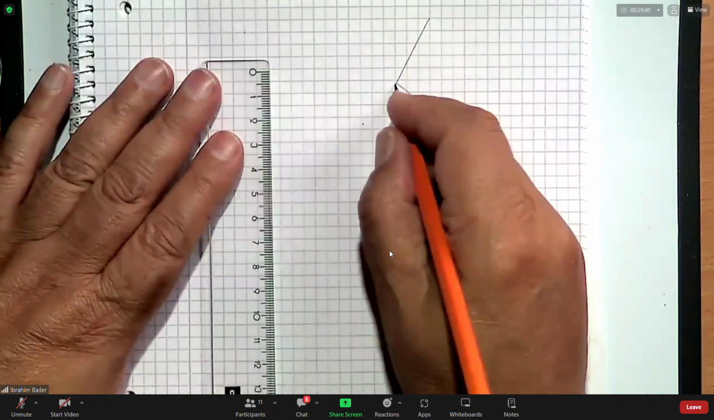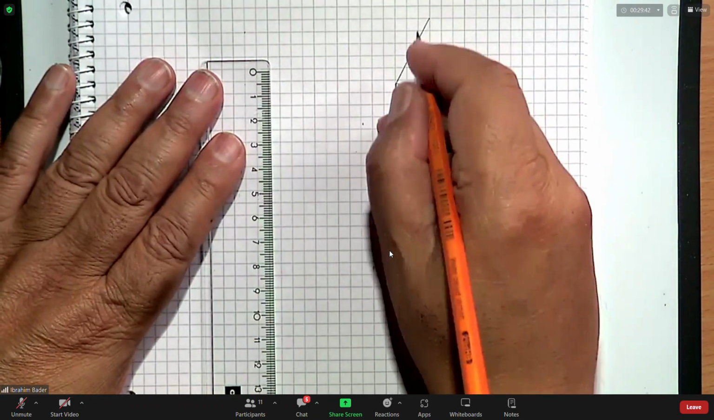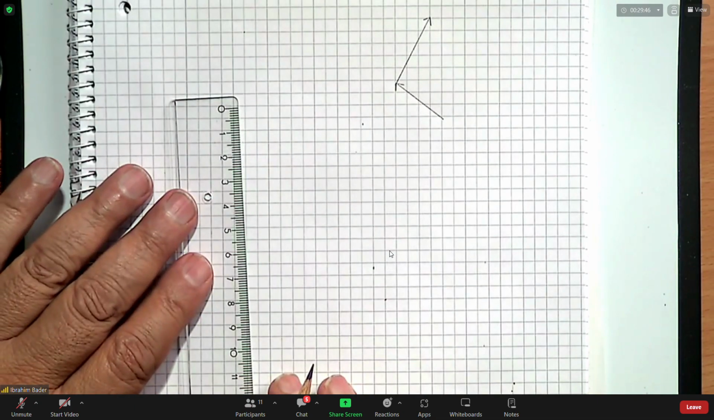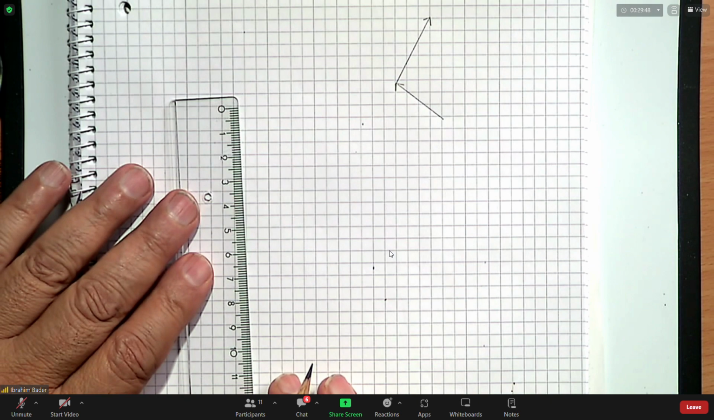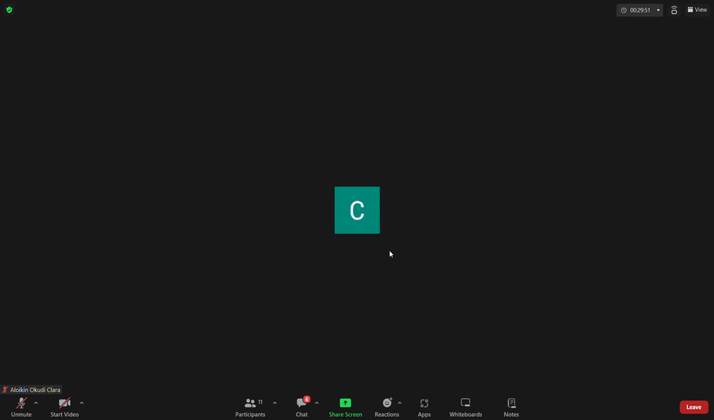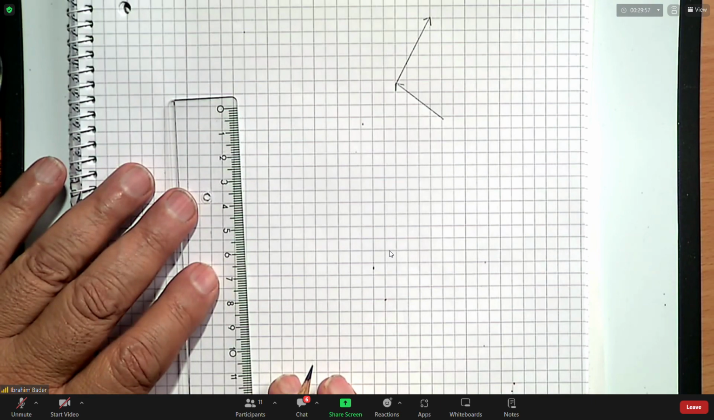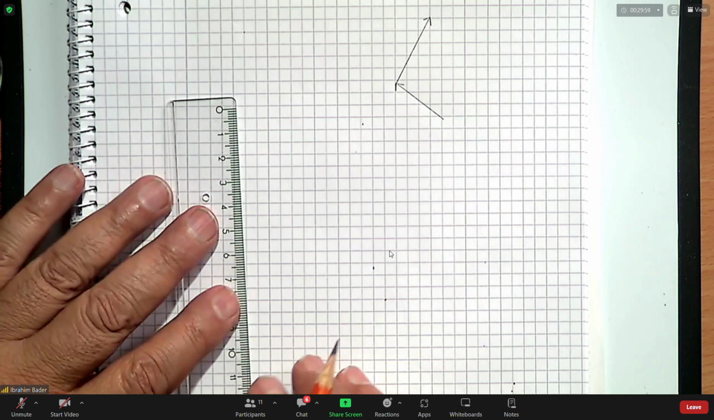So I have here two vectors. Can you see it with the pencil? Is it clear? Yes. Yeah. All right. So you can see it.